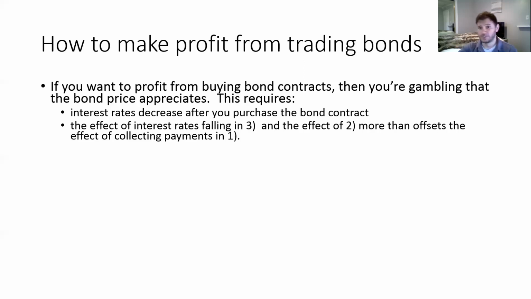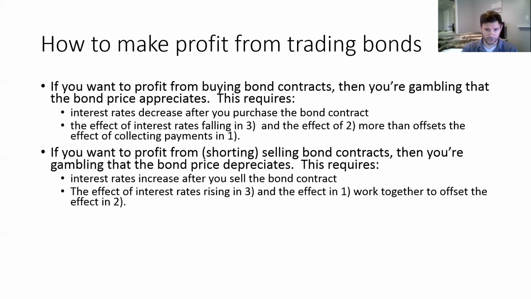It's also possible to profit from taking a short position in bond contracts and selling bond contracts. Then you're gambling that the price of the bond is going to depreciate, and this requires that interest rates go up after you sell the bond contract. And we would need the effect of the increased interest rates and the effect of 1 to work together in a way that offsets the effect of us being closer to those future payments.